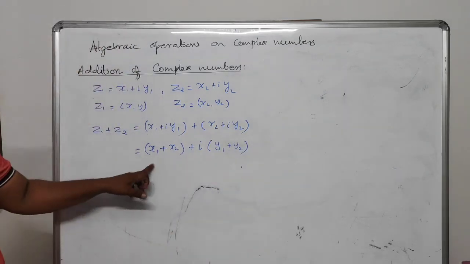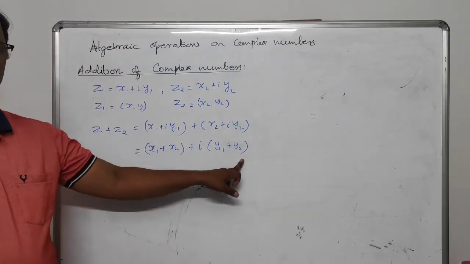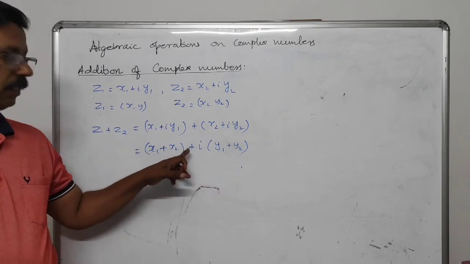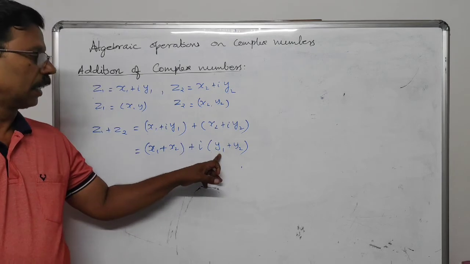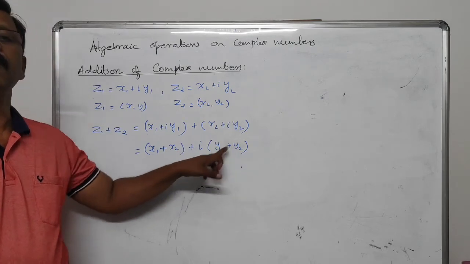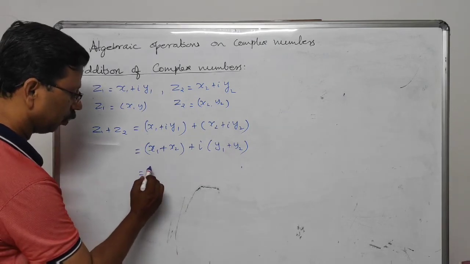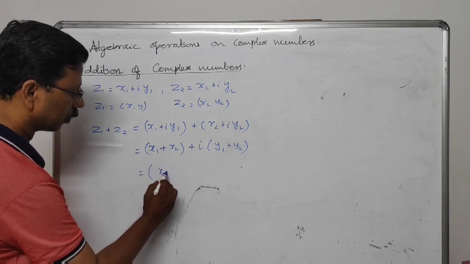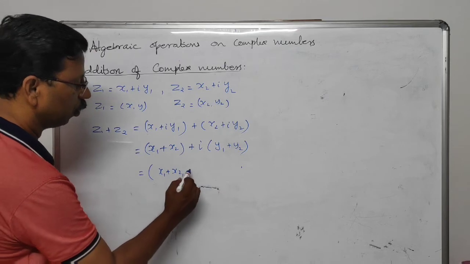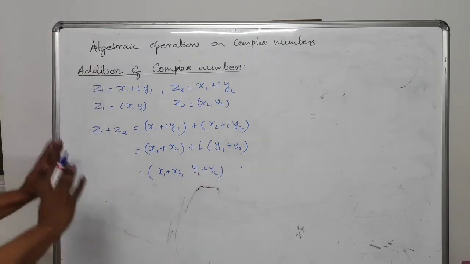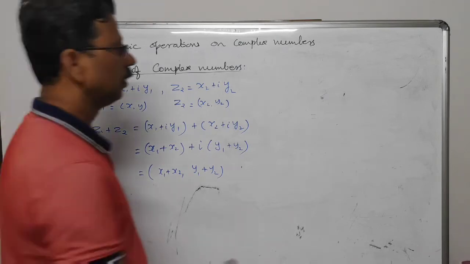Now this is nothing but the sum of two complex numbers. How are we adding? By adding the corresponding real parts, then plus i times the sum of the corresponding imaginary parts. Likewise, you can add. Now I want to represent this as a point, so you can write x1 plus x2 comma y1 plus y2. Now how to represent this in the Argand plane? See here.